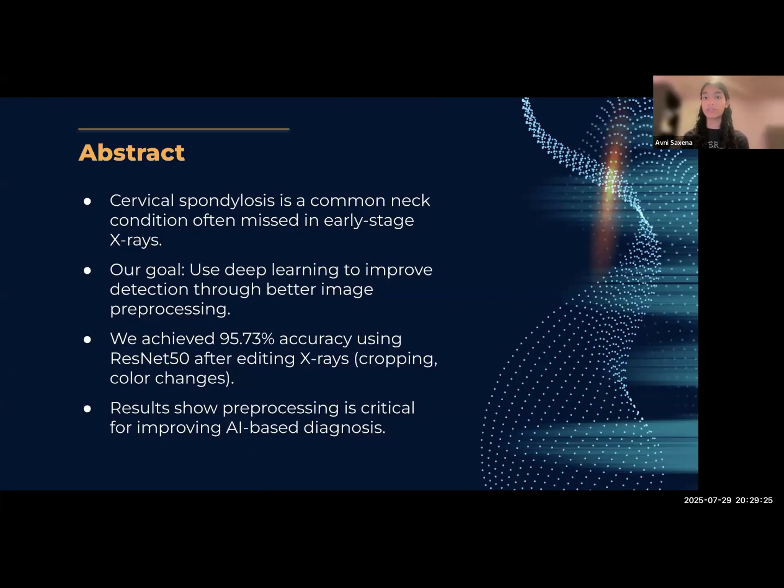Our goal is to see if we could use deep learning, which is a type of artificial intelligence, to recognize this condition automatically. We also tested whether editing the x-ray images before showing them to the AI would improve accuracy. The end result was that it did work. With the right edits, our model was actually able to correctly identify the condition almost 96% of the time.